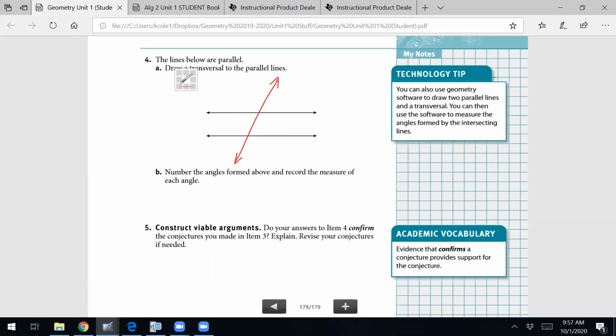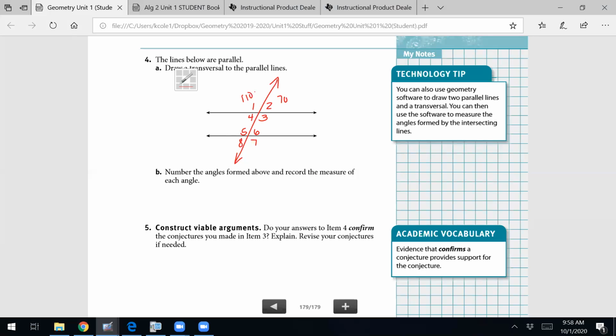Number the angles formed above and record the measure of each angle. Just number them. There's no fancy way that you have to do it. Now, we're not going to measure them. We're not going to get out our protractors to do that, but it's going to be the same thing that you noticed last time. You don't have to write this, but if mine here is like, let's say 110, then what would this one be?